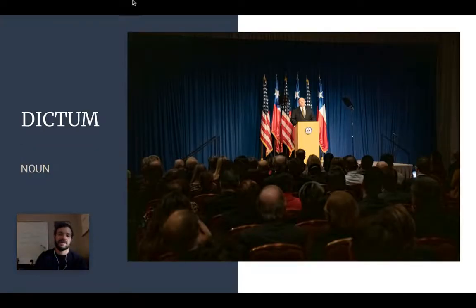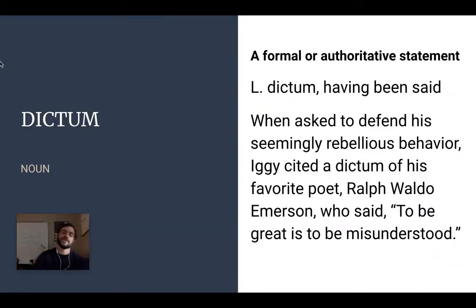Dictum. This guy right up here is most likely giving a dictum right now. Any ideas? It's actually a formal or authoritative statement. It has been said. It is an authoritative statement, or it is formal, meaning it could come from the government, and it also could just come from a person, and could be formal as opposed to informal.